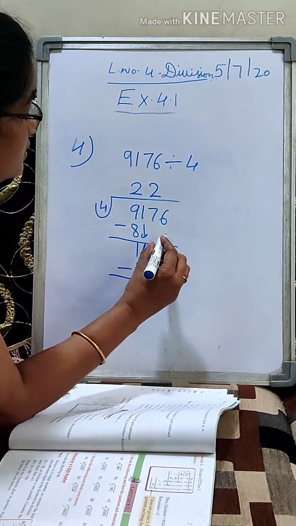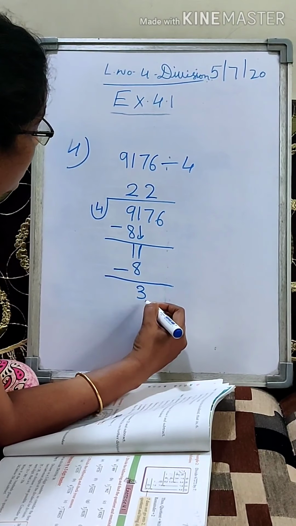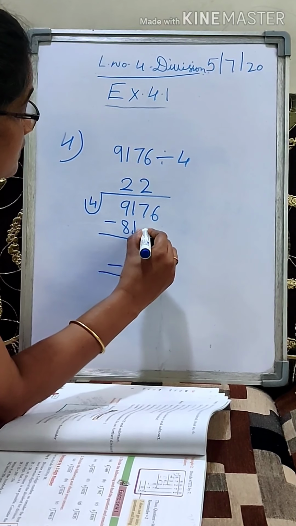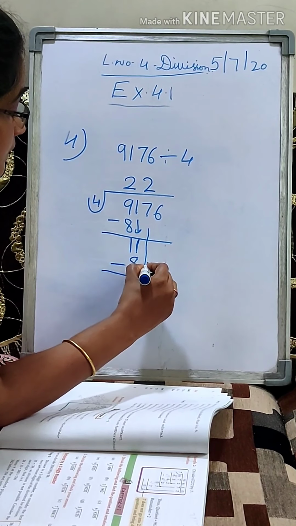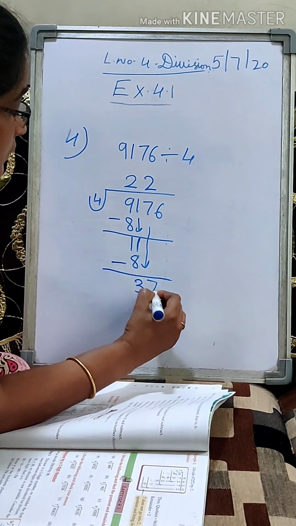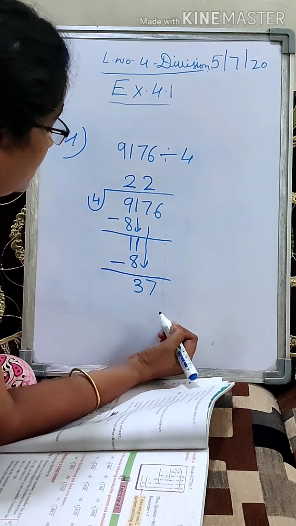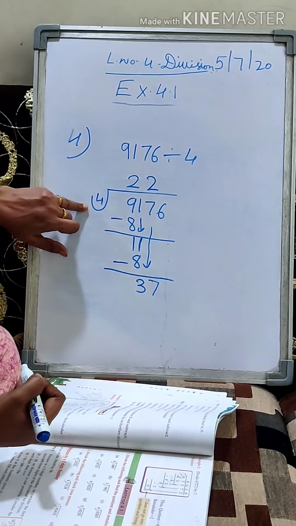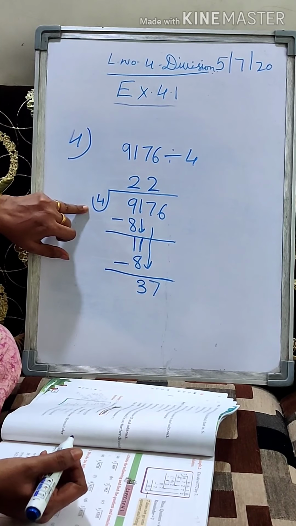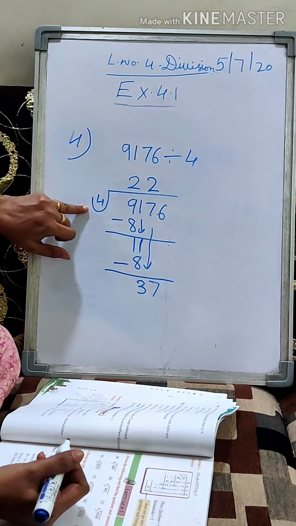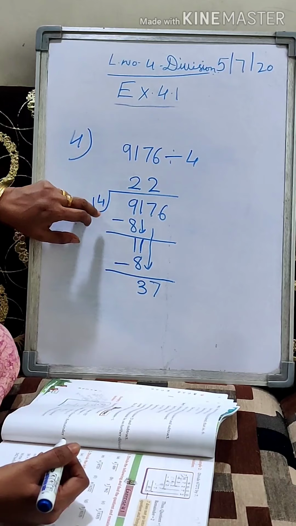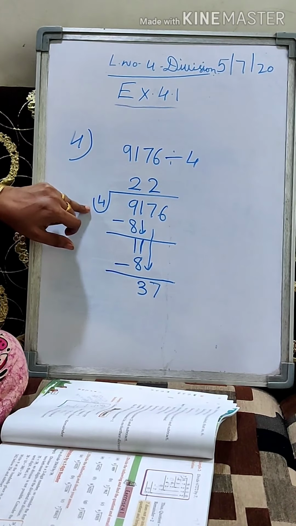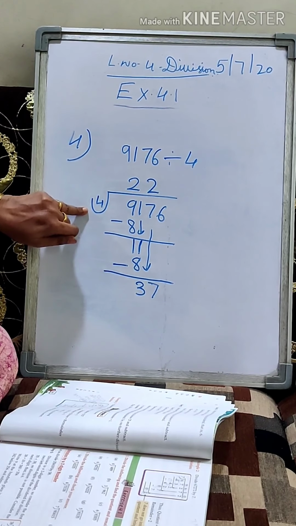Again you bring the next digit because this number is smaller than our divisor. Next digit means that is 7. Now it became 37. Then let us see how many 4s are there in 37. Say the tables. 4 1s are 4, 4 2s are 8, 4 3s are 12, 4 4s are 16, 4 5s are 20, 4 6s are 24 and 4 7s are 28, 4 8s are 32, 4 9s are 36.